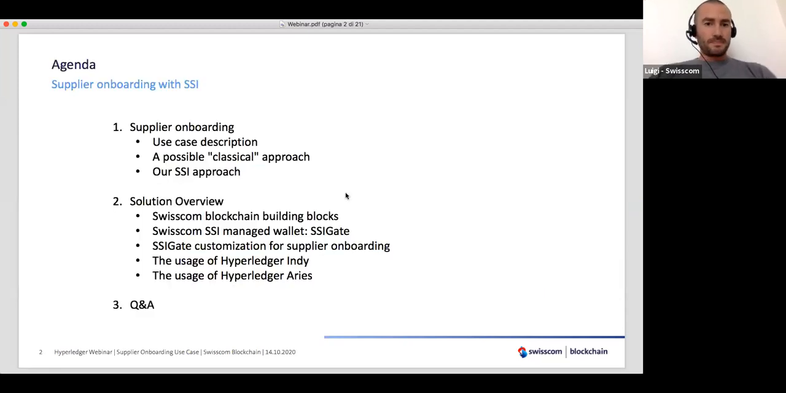Right, so the agenda for today is, first of all, I will start describing the use case, so introducing the business problem that we are trying to solve, and then I will explain why we decided to use an SSI approach to try to solve from a technical perspective this particular problem. After that, I will deep dive a little bit into what Swisscom is doing with SSI and how we customized our solution for this particular use case. Finally, I will have an overview of the opportunity and challenges that we had during this project using Hyperledger Indy and Hyperledger Aries.